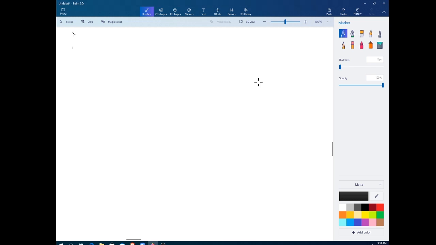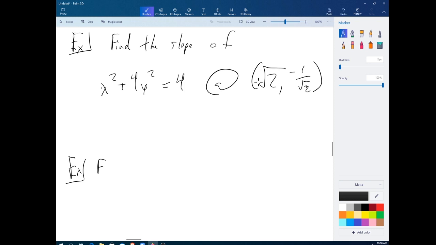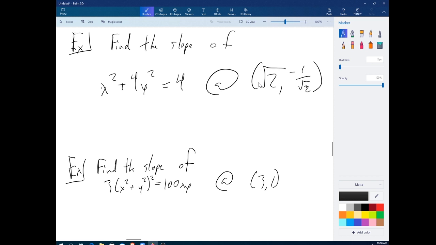Okay, I want you to find for me, yeah, I'm going to plug in numbers. Okay. Find the slope of this equation at this point, and another one that's very much like it. And I'm going to give you several minutes to work on this one. This will take a little bit of time to put together.